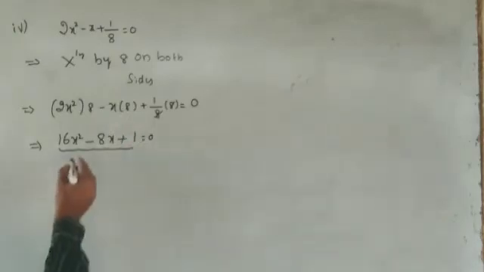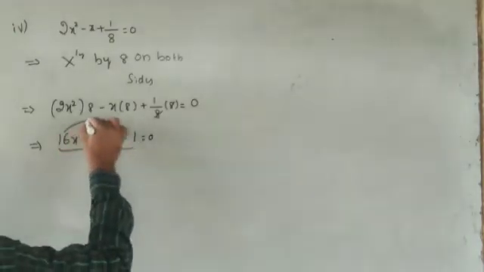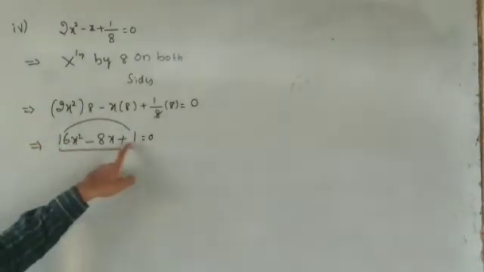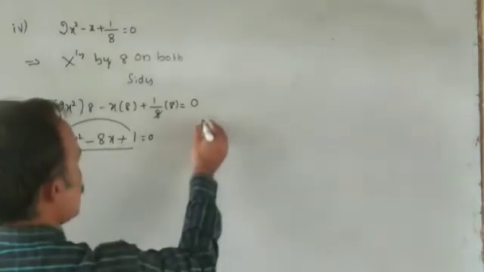I told you, as the coefficient of x square is other than 1, what you have to do? Multiply the a and c values with the sign. What is the sign here? Plus. What is the sign here? Plus. So 16 into 1, 16.